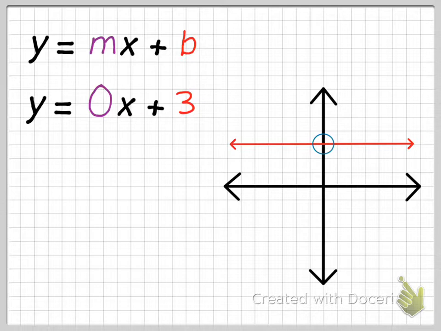And I'm going to rewrite this because there's no reason to keep that 0x in there. I'm going to rewrite this as just y equals 3. Because y equals 3 for any x, but there are 0 x's in this situation.